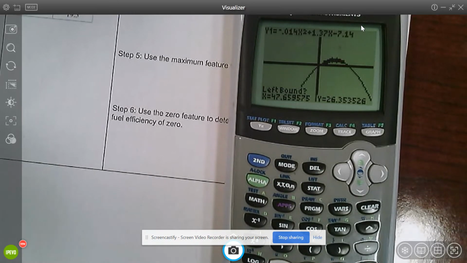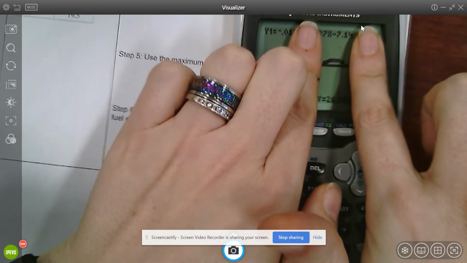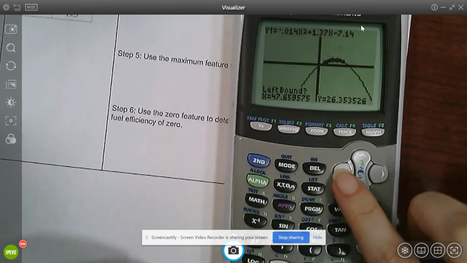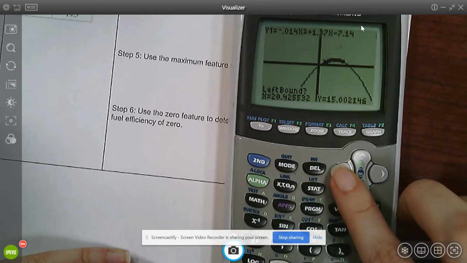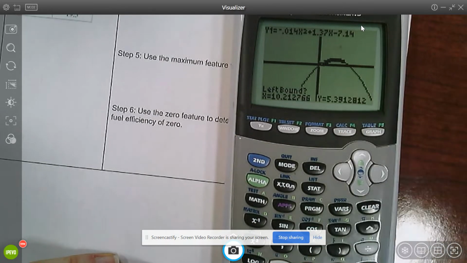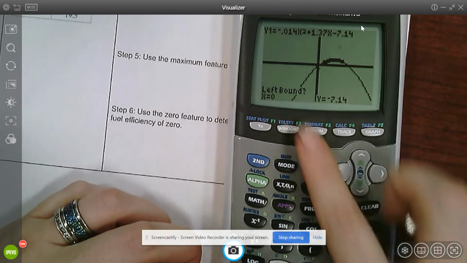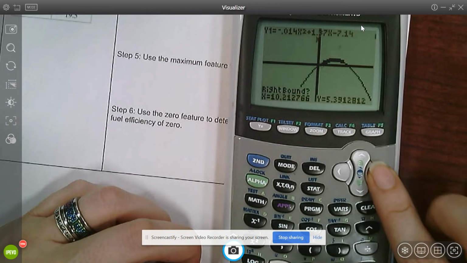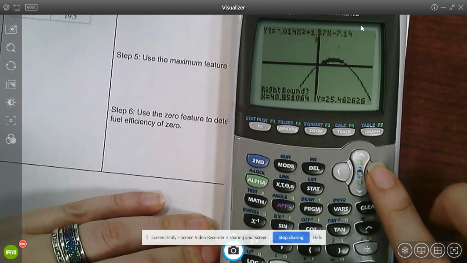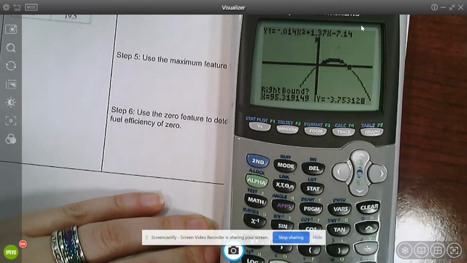So it's asking us about left bound and right bound. What we're basically going to tell the calculator is look between these two areas. And I want to make sure that the two areas that I pick have my maximum between them. So on the left, let's just go over here to near 0. And then I'm going to keep going over here. I pressed enter. And then it asked me for the right bound. Now I'm going to press enter.